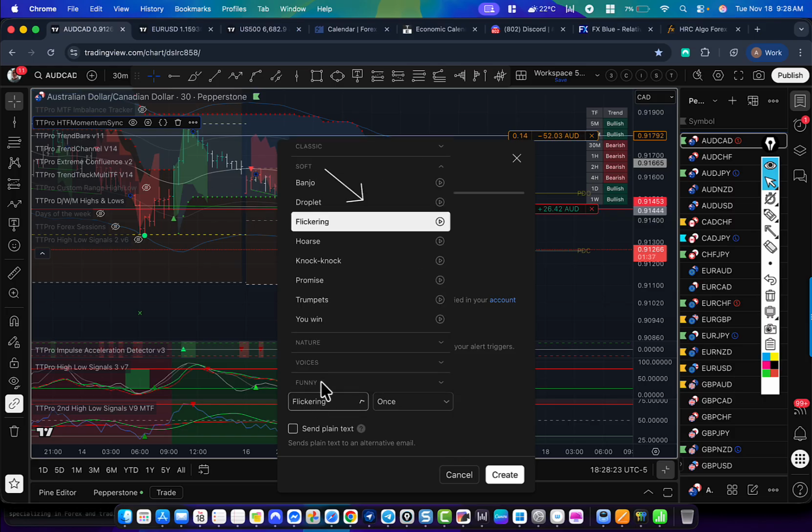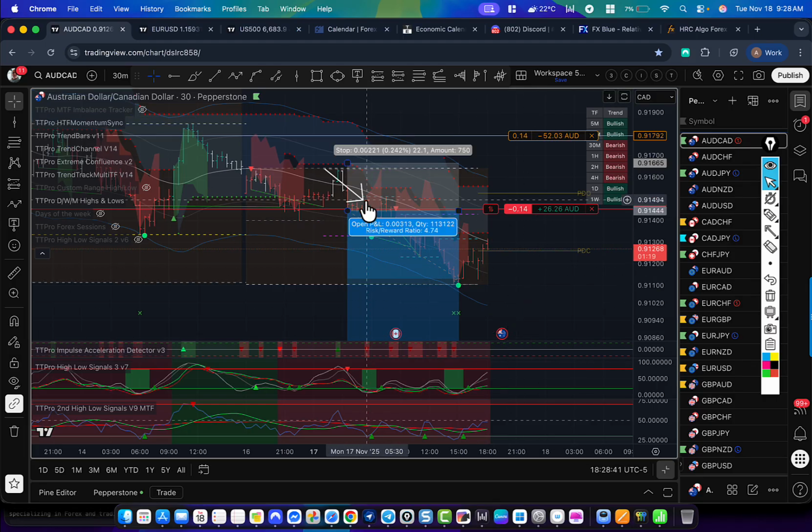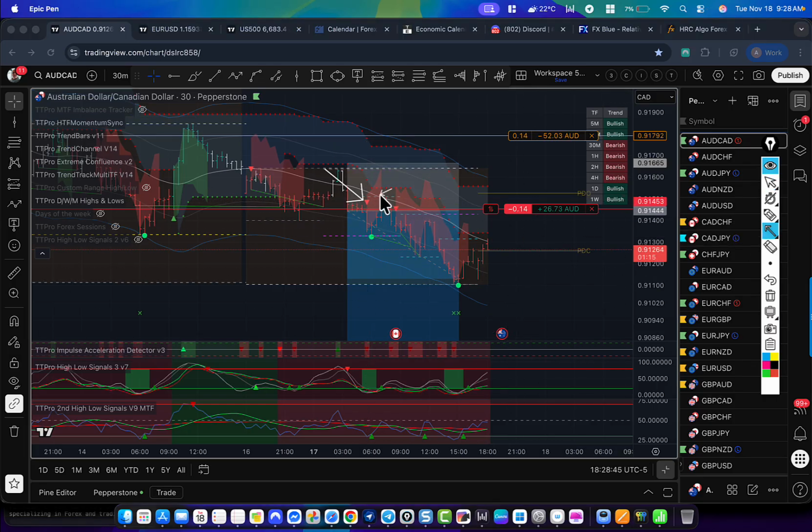Notifications, I use the flickering sound under soft flickering for my entry because I've got permanent alerts for the droplet. The flickering are temporary, and I'm going to delete this every day. So and then create that. That's your entry. So as soon as that goes off, take the trade. Let's say that was the alert.